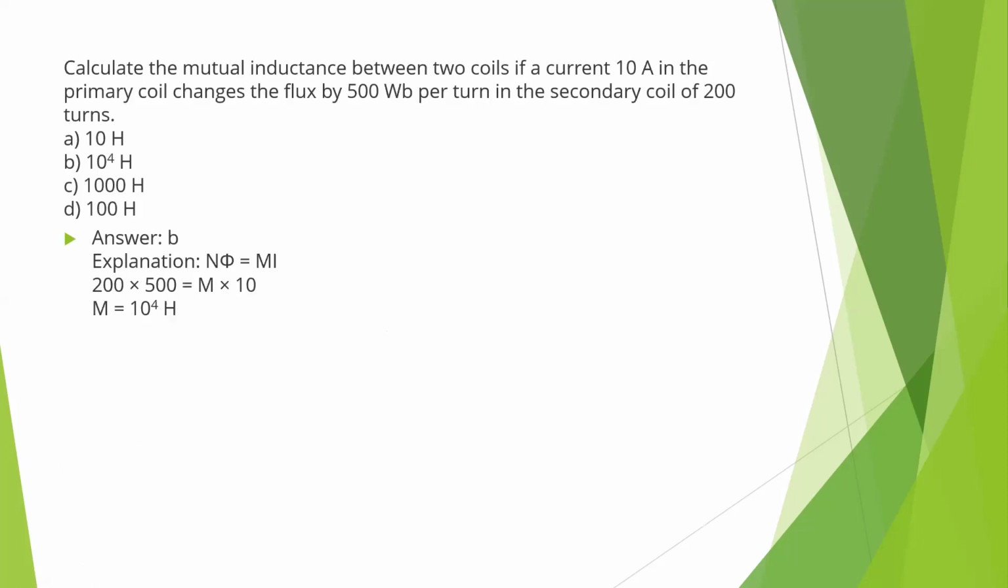Next one is calculate the mutual inductance between two coils. A current of 10 ampere in the primary coil changes the flux by 500 Weber per turn in the secondary coil of 200 turns. Basic equation is Nφ is equal to MI. N is the number of turns, φ is your magnetic flux, M is your mutual inductance, and I is your current. They have given 500 as φ in Weber, 200 is your turns, M we have to find out, and 10 is your current.